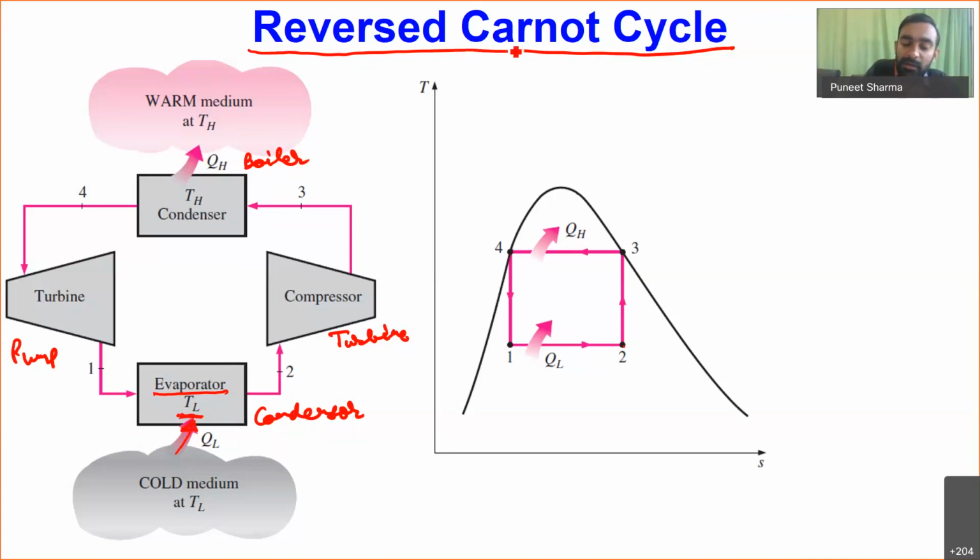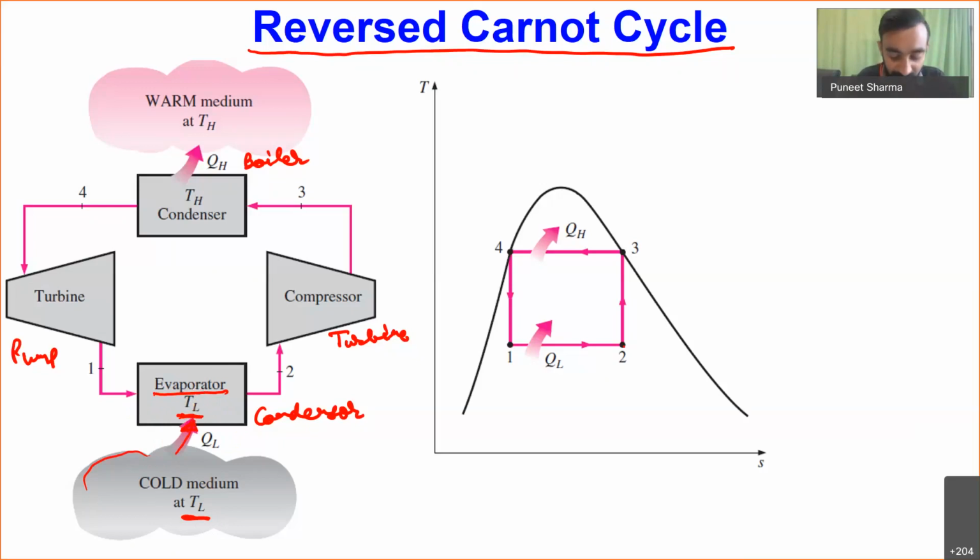Now when I am talking about the reverse Carnot cycle, all the processes have to be completely reversible. So the cold medium from where we are getting this heat is also at temperature TL. When both are at temperature TL, we have external reversibility. And internal reversibility we can ensure because we are in the liquid-vapor phase regime, so the temperature of the working substance within the evaporator will always be TL.